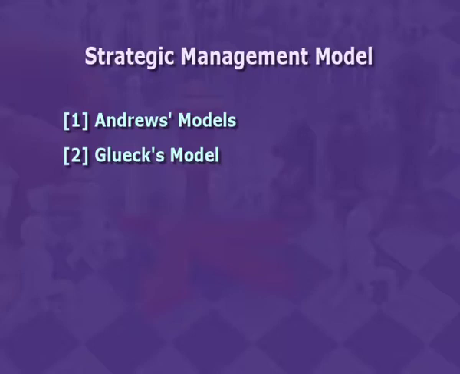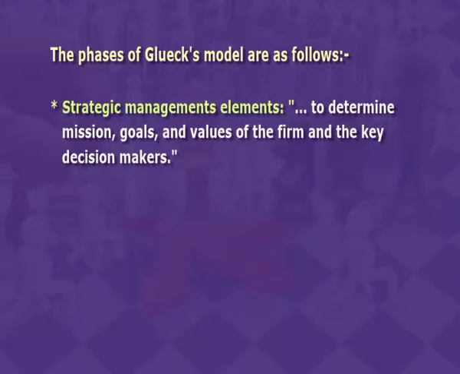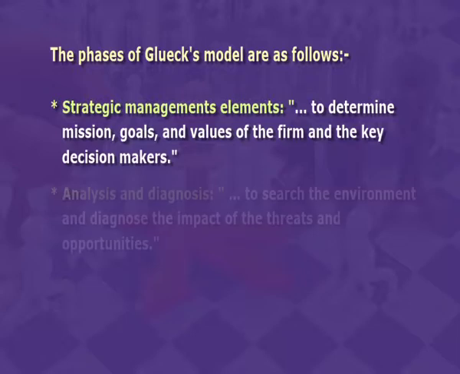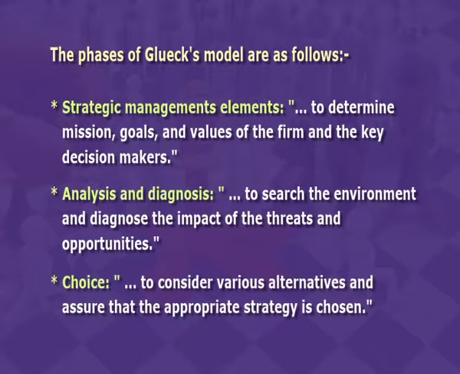Second, Gluck's model. William F. Gluck developed several models of strategic management based on general decision making process. The phases of this model are strategic management elements, to determine mission, goals and values of the firm and the key decision makers. Analysis and diagnosis, to search the environment and diagnose the impact of the threats and opportunities. Choice, to consider various alternatives and assure that the appropriate strategy is chosen.